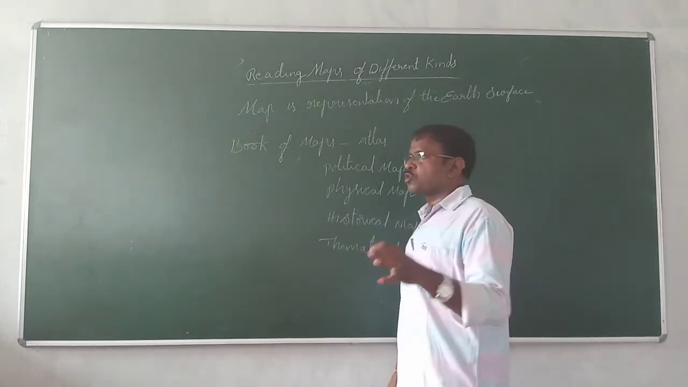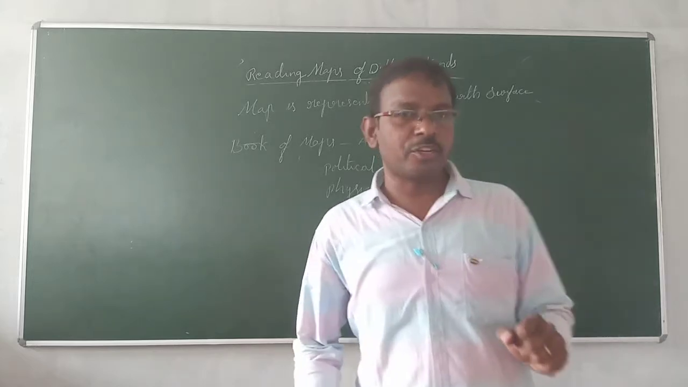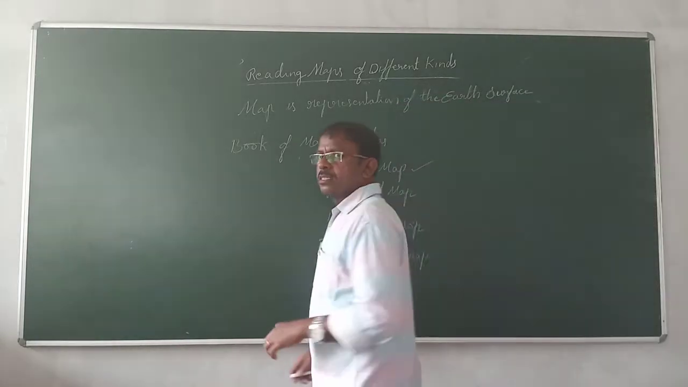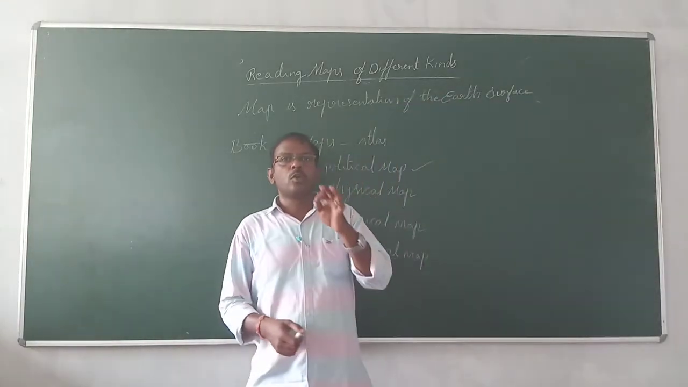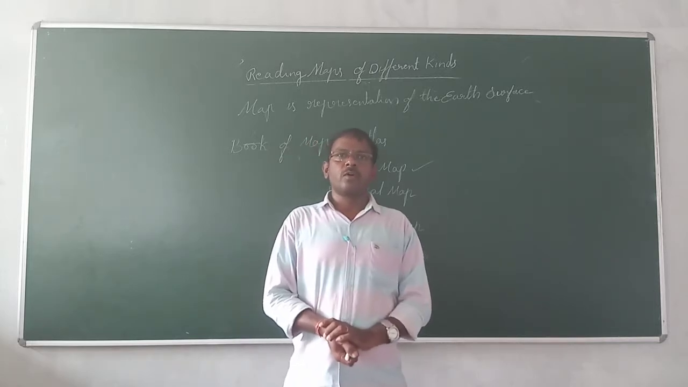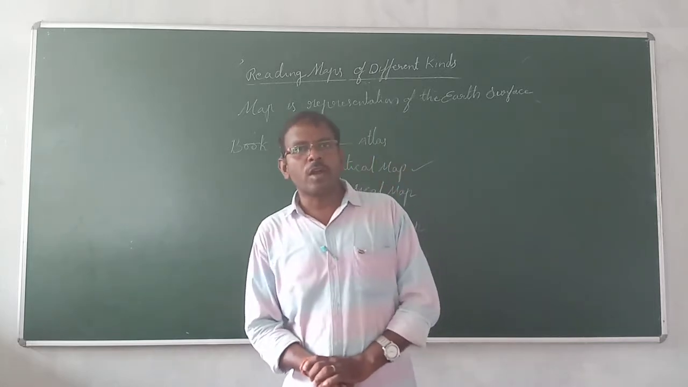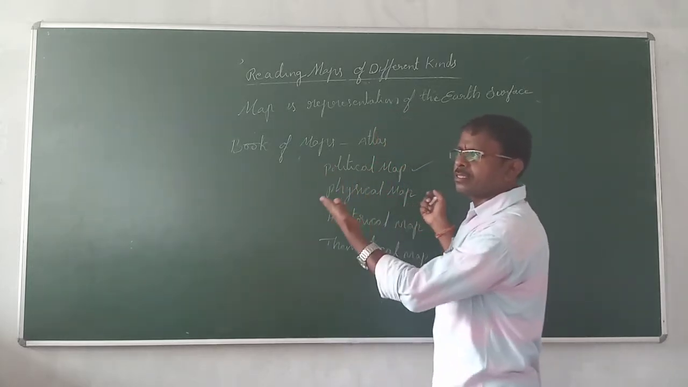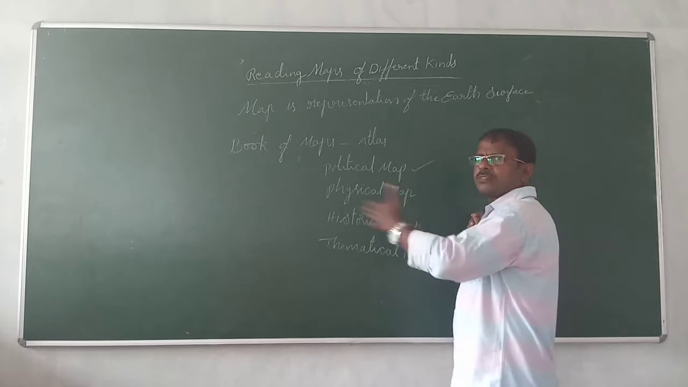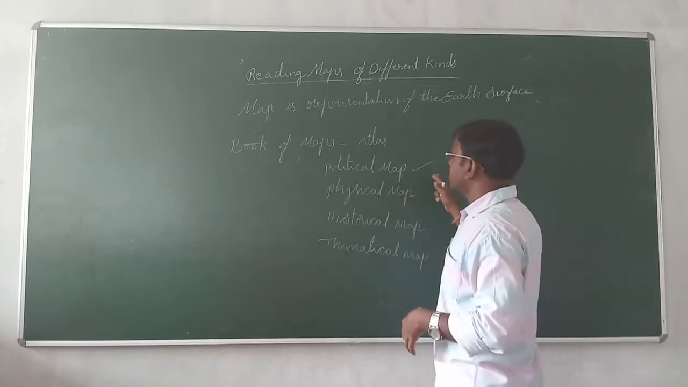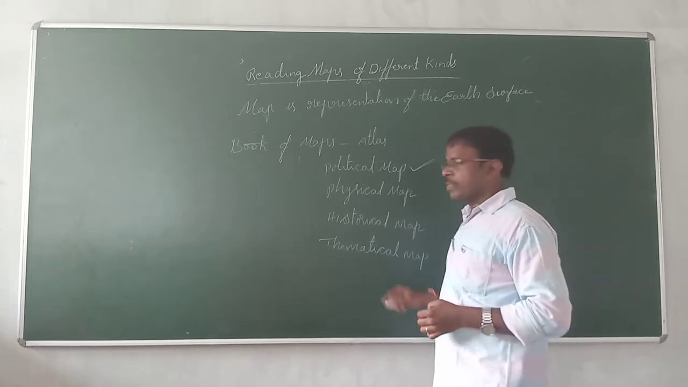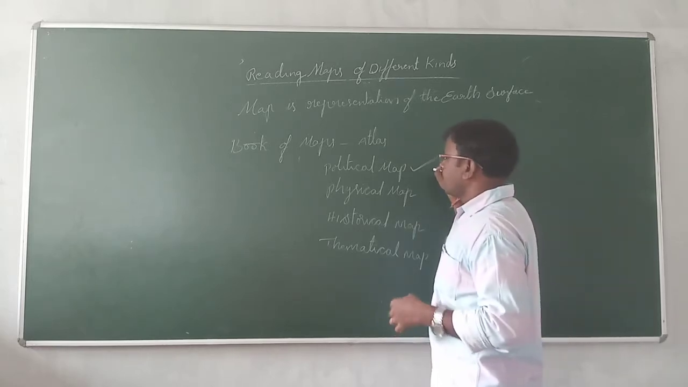Okay. Political maps: the maps which tell us places and locations are called political maps. All places, states, countries, continents, villages, towns, cities, whatever places, the map that tells us these is known as a political map.